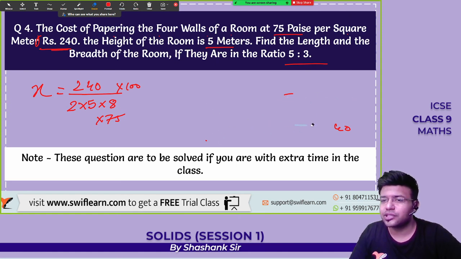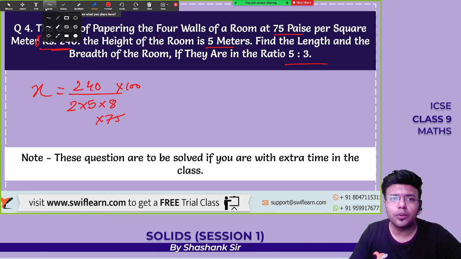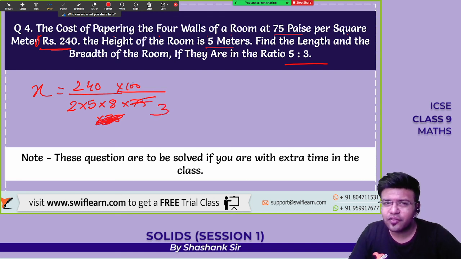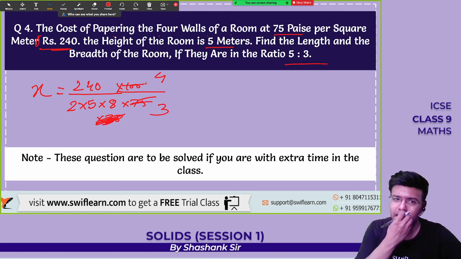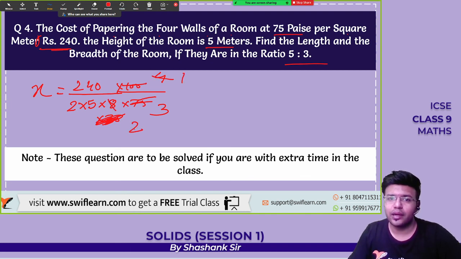So how much is x? 25 threes are 75, 25 fours are 100. 4 ones are 4, 4 twos are 8. 5 ones are 5. So 24 into 10 is 240. 5 ones are 5, 5 twos are 10, 2 ones are 2. So 24 by 2, x is equal to 12.